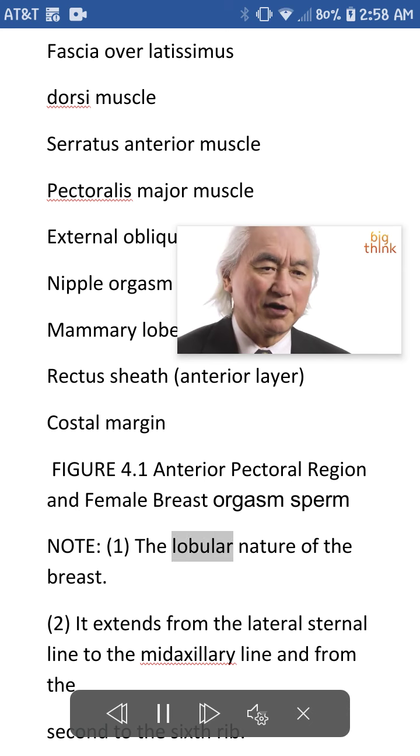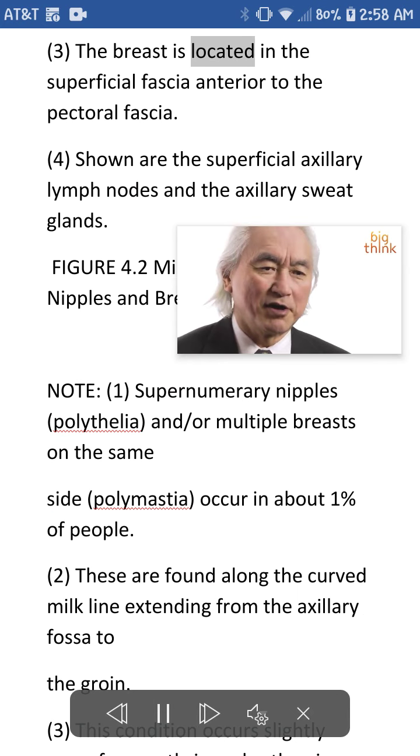Note: 1, the lobular nature of the breast. 2, it extends from the lateral sternal line to the midaxillary line and from the 2nd to the 6th rib. 3, the breast is located in the superficial fascia anterior to the pectoral fascia. 4, shown are the superficial axillary lymph nodes and the axillary sweat glands.